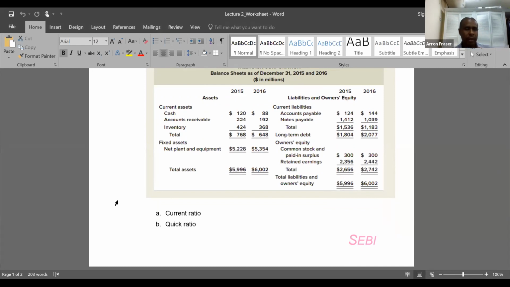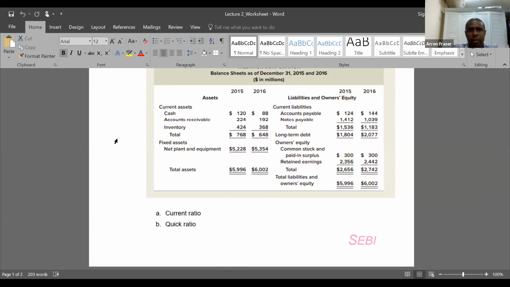To recap, what is the formula for the quick ratio? Current assets minus inventory divided by current liability. All right, that's correct. So the numerator would be 648 minus 368 divided by 1138. That's correct. Does anybody have any difficulty with this particular formula?